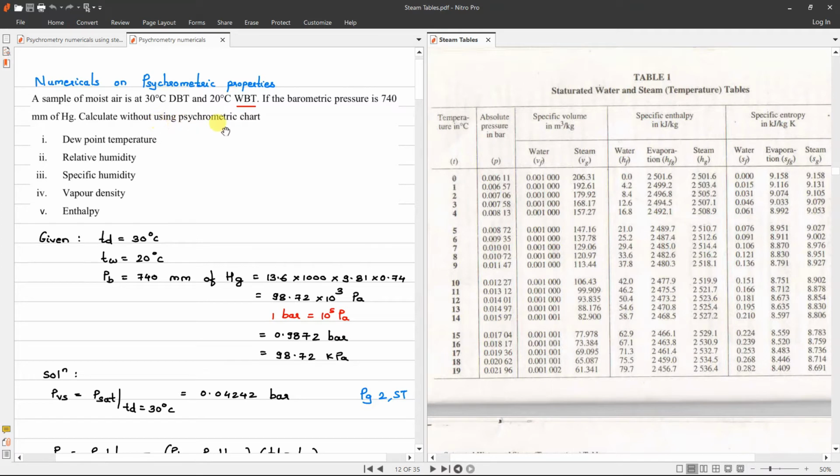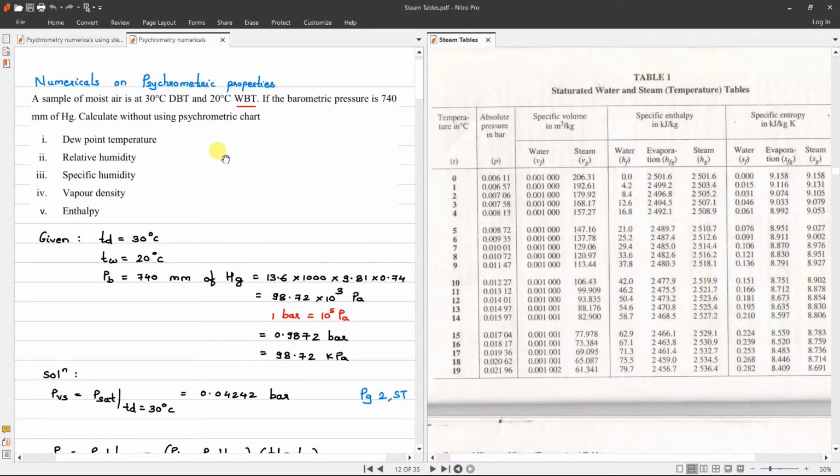Calculate without using the psychrometric chart. It is clearly given in the question that we have to calculate the psychrometric properties without using the chart. Understand that whenever only one point is given in the question, here dry bulb temperature and wet bulb temperature, then on the psychrometric chart these 2 data give us only 1 point. So whenever 1 point is given in the question, don't use the psychrometric chart, because if you use it you will get the answer in 1 second.